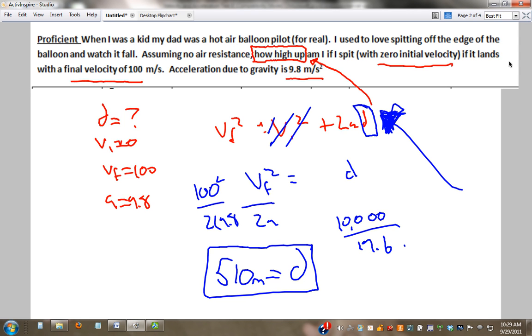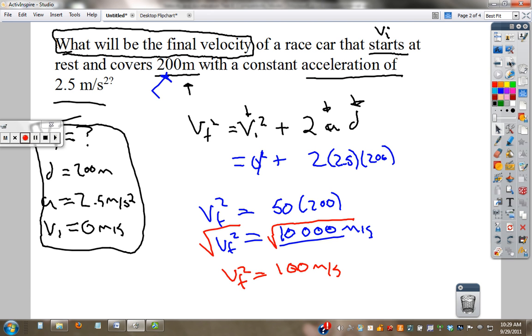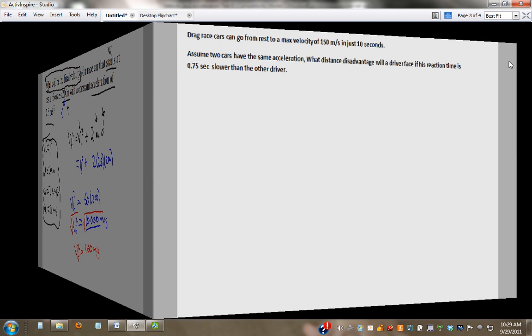Alright, we just finished Proficient, and now we're going to do an advanced example for folks that still need to review this idea, or they don't need to review, but they do want to do better.